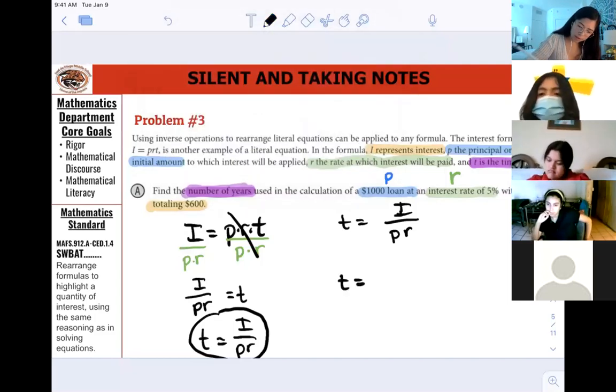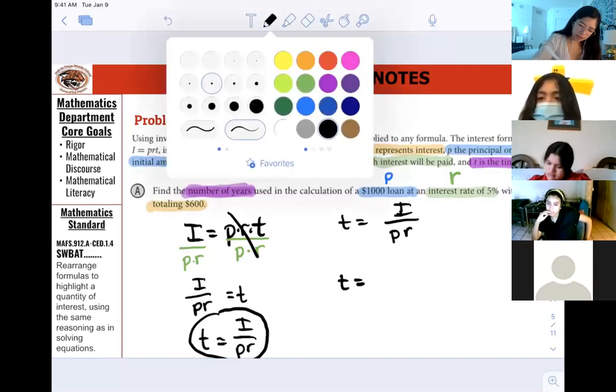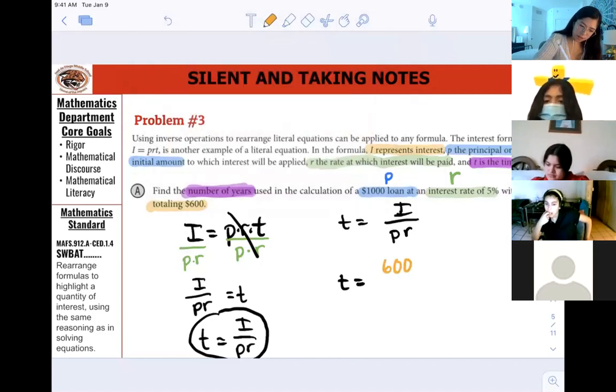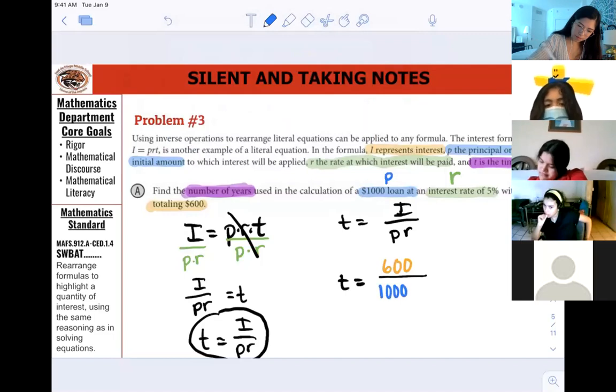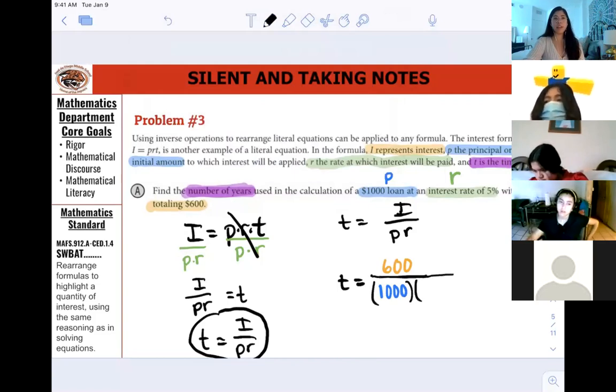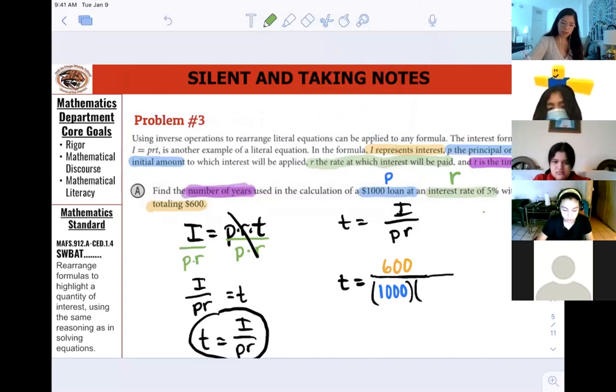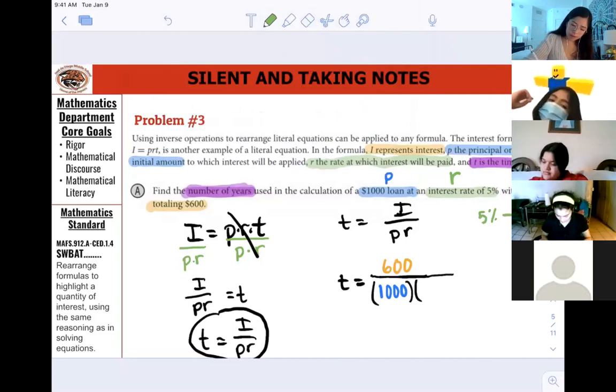So T equals, I is 600. So 600 divided by 1,000 times, here's the tricky part, R is 5%, but remember from the other day that you can't just put a percent inside a problem. You have to turn it into what? A decimal. A decimal, good. And 5% as a decimal becomes what? 0.05. Good job. So this is 0.05, and that's it.